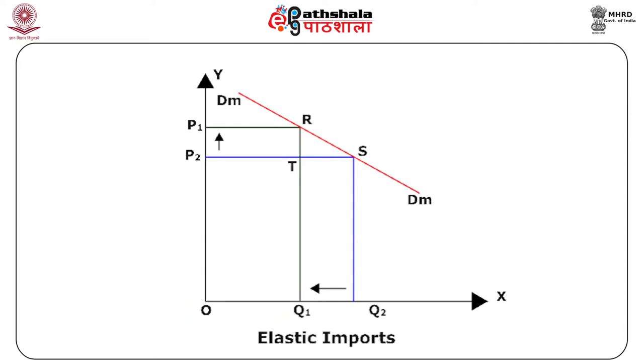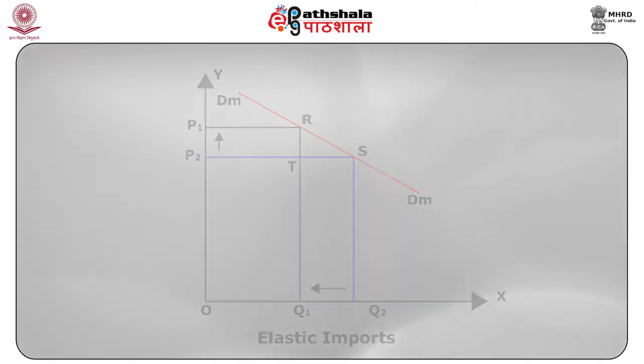One can see that the increase in foreign payments in domestic currency is smaller, that is P1RTP2, as compared to the fall in the same, that is TSQ1Q2. The net effect will therefore be the savings in foreign payments, which will lead to improving the BOP disequilibrium.